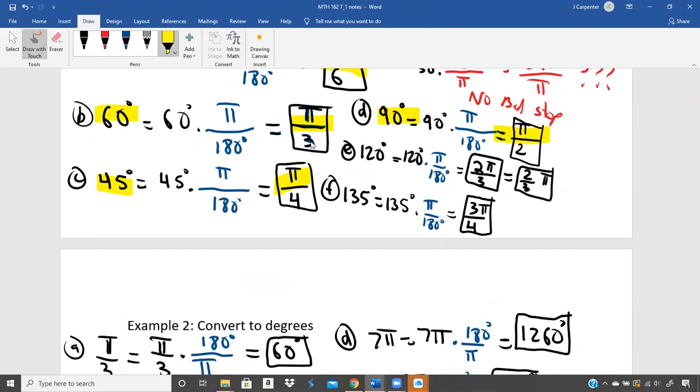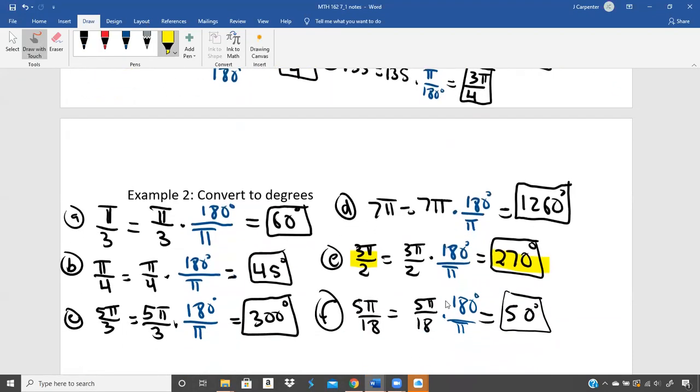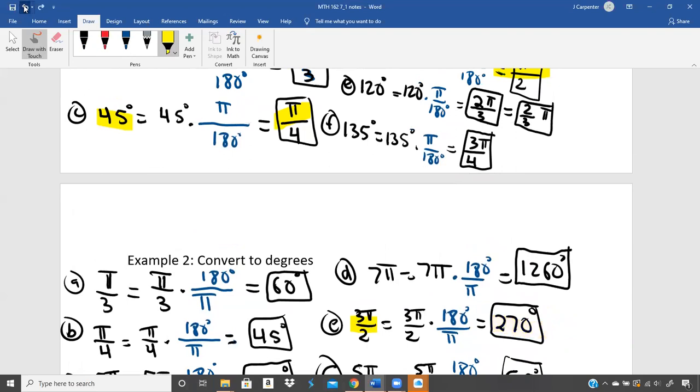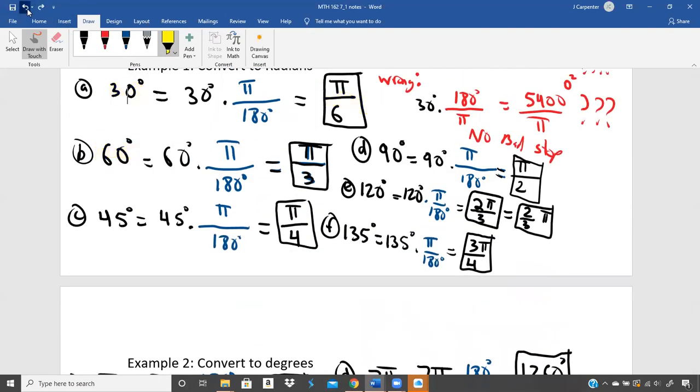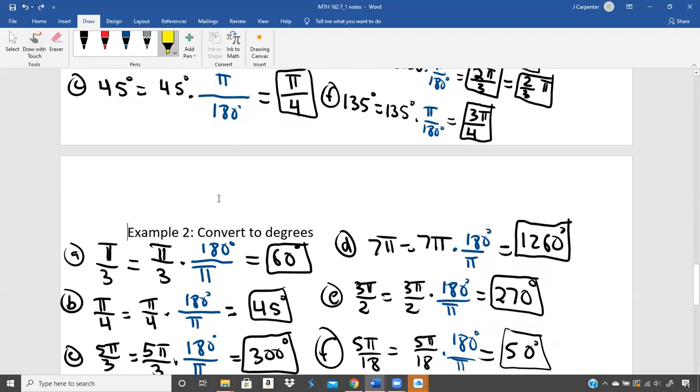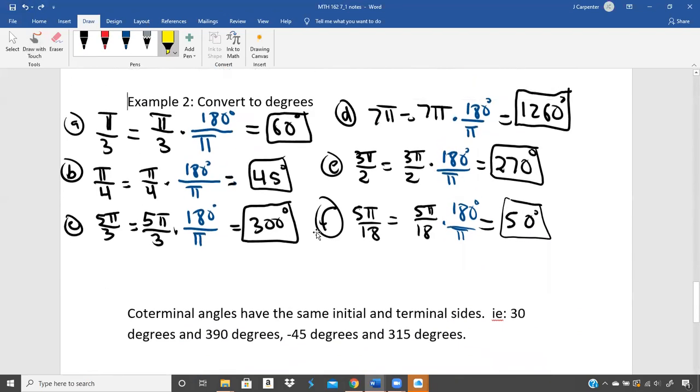You're going to see pi over 3 all semester long. You're going to see pi over 4, pi over 2, pi over 6, 3 pi over 2 all semester long. So please take the time, make the effort to memorize those. Okay.